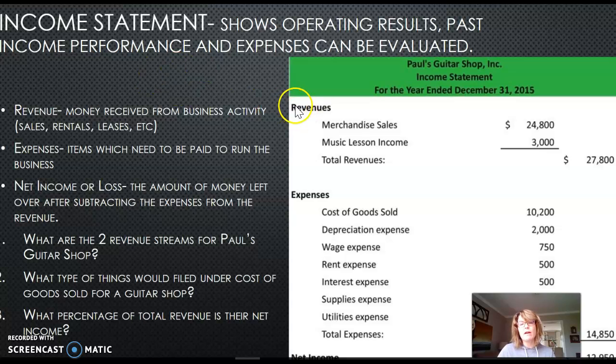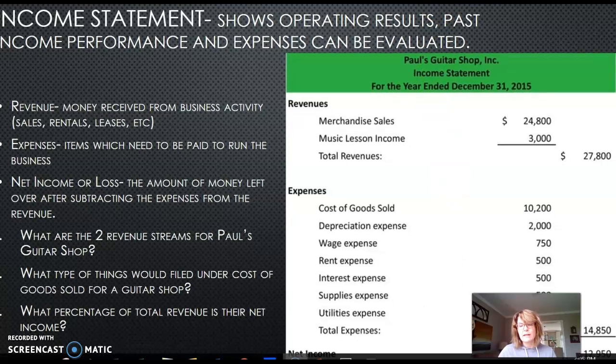So you can see that we've got revenue, expenses, and then right down here, it's getting cut off for me a little bit again, is going to be our net income. So when we look at these things, our revenue is going to be our money that we receive from business activity. Our expenses are items that need to be paid to run the business. And then our net income or our net loss is going to be the amount of money left over after subtracting the expenses from the revenue.